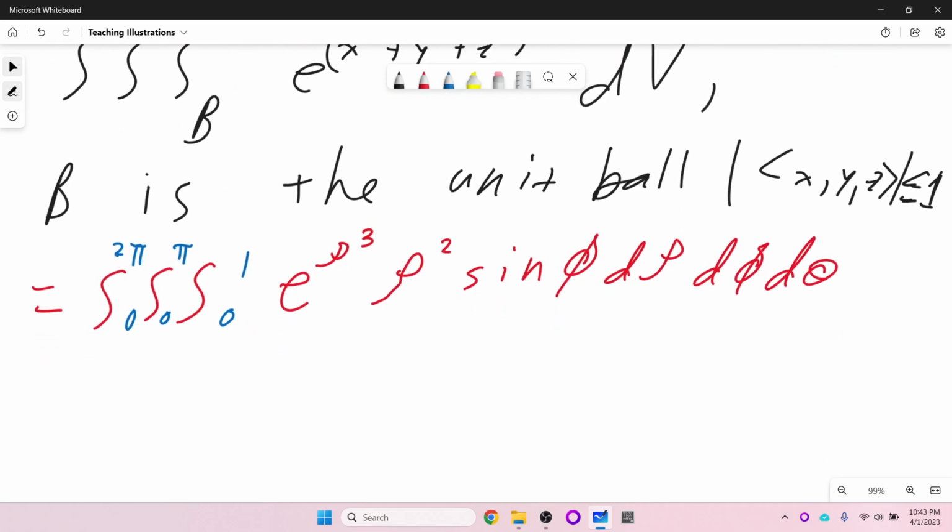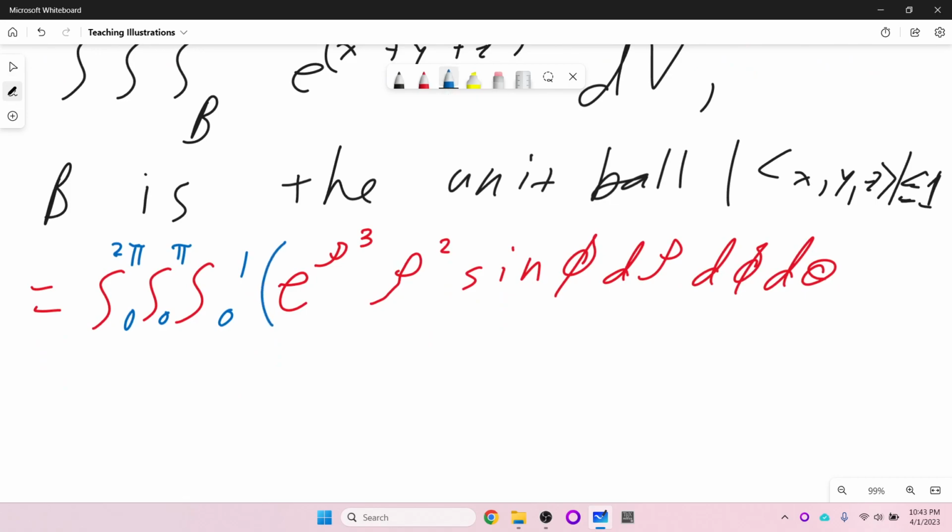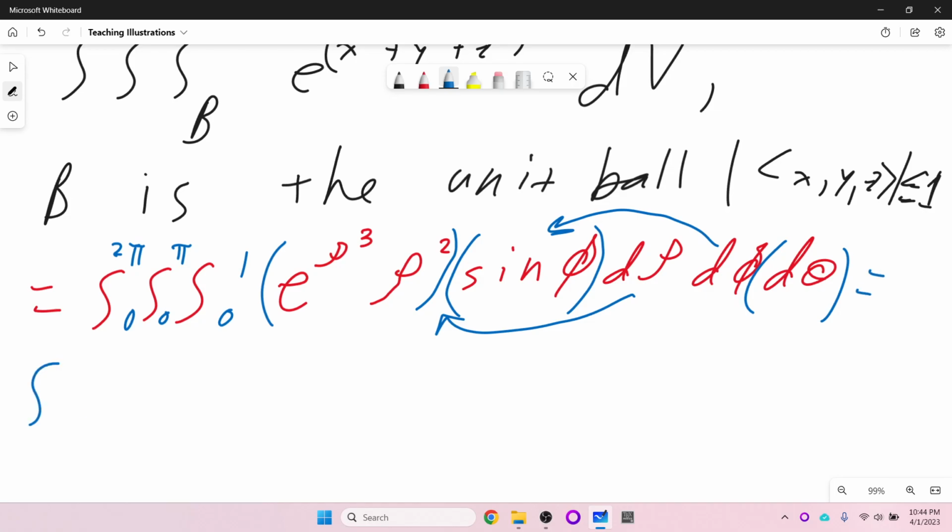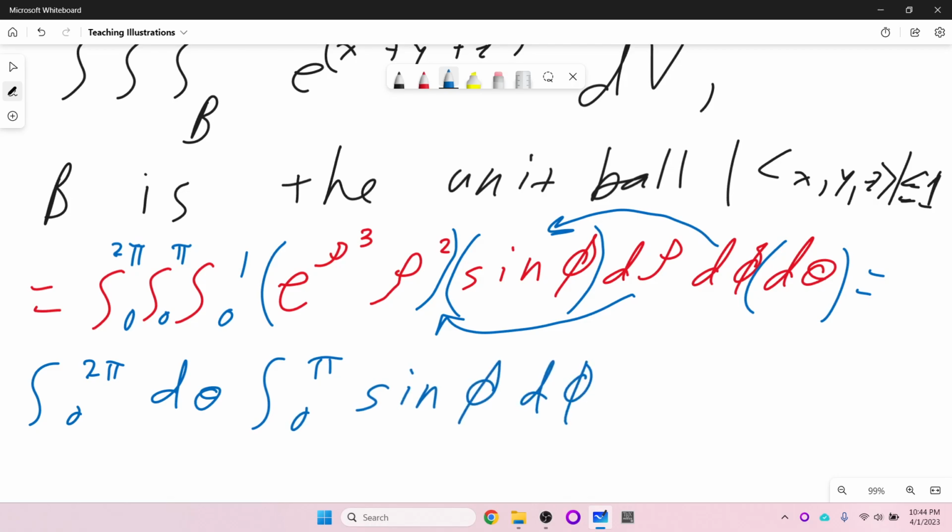Okay, this is factorable. This is the rho part, this is the phi part, this is the theta part. So we'll factor this into 3 pieces: the integral from 0 to 2 pi d theta, the integral from 0 to pi sine phi d phi, and the integral from 0 to 1 of e to the rho cubed times rho squared d rho.